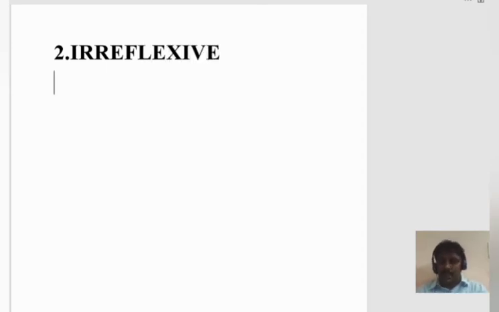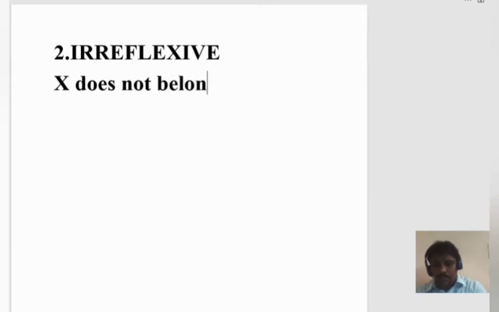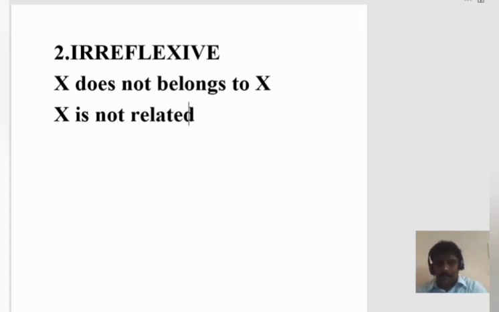Irreflexive property. What is the definition of irreflexive property? Irreflexive property means X does not belong to X, or simply we can write X is not related to X. So irreflexive property means X does not belong to X, or simply we can write X is not related to X.